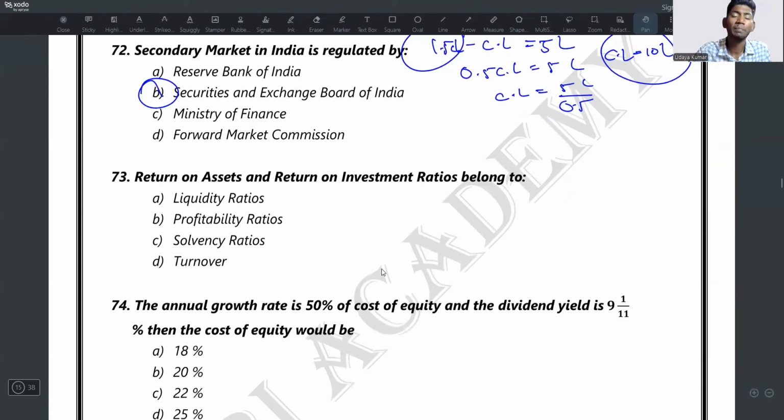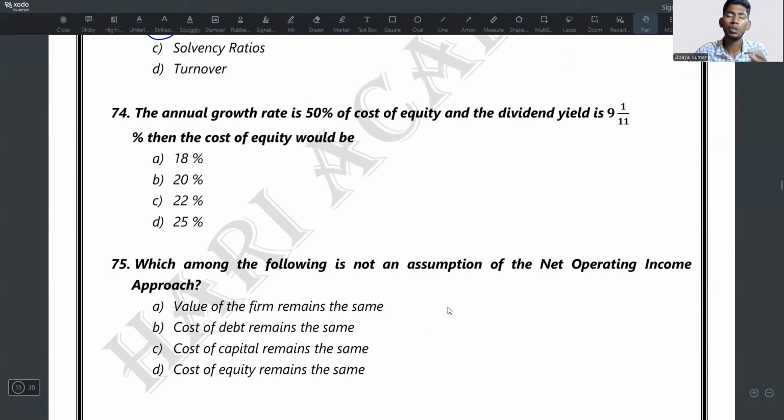So what are they? NSE and BSE. Okay. So 73: return on assets and return on investment ratios belong to... It's quite easy. We have discussed them under the heading of profitability ratios, right? So return on investment as well as return on assets are nothing but profitability ratios. Nowhere have we said that they are liquidity ratios or solvency ratios. Moving to question number 74.